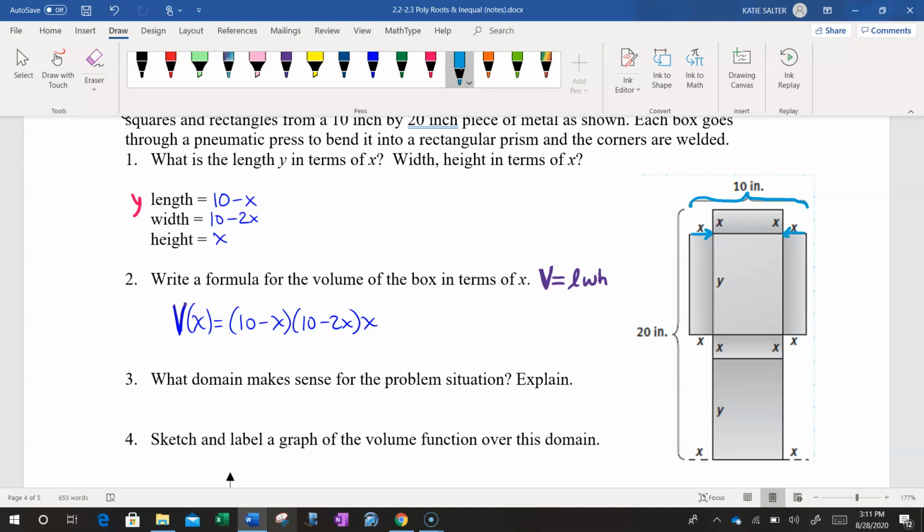So obviously we have to cut more than 0 inches away or we wouldn't have a box. So at least we've got to start with our domain being greater than 0. That only makes sense. But what's the most you could cut away?